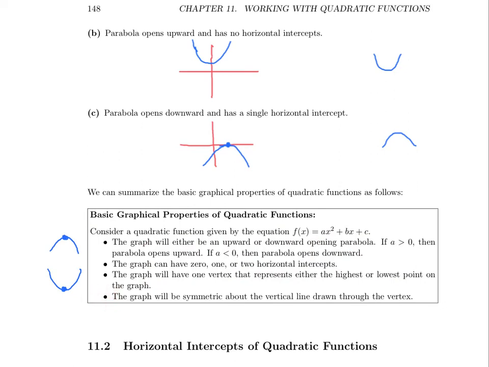Finally, the graph of a parabola will be symmetric about the vertical line drawn through the vertex. So if I draw a vertical line straight through the vertex, the part of the graph that lies on the left will always be a mirror image of the part that lies on the right. So this summarizes the basic properties that we've observed in this screencast with the examples.